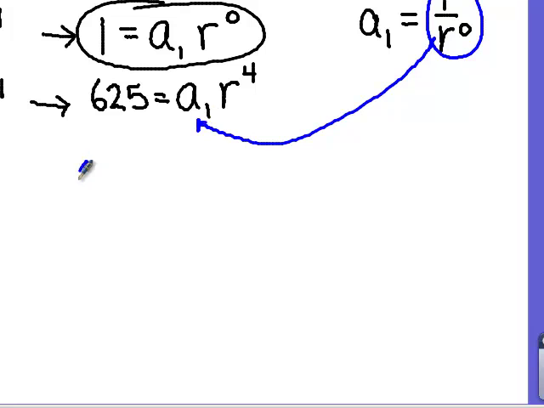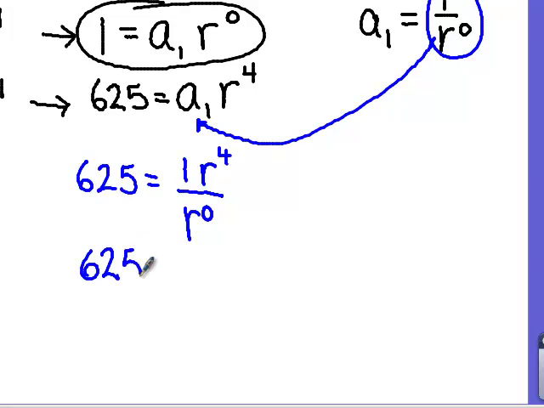So we have 625, and our a1 is now 1 over r to the 0, and then we still have r to the 4th. Remember, that's on top technically, and we just need to simplify this. Remember, when you're dividing something with the same base and they have exponents, you subtract. So this is really going to be 625 equals 1, which who cares about the 1, 4 minus 0, which is still r to the 4th.